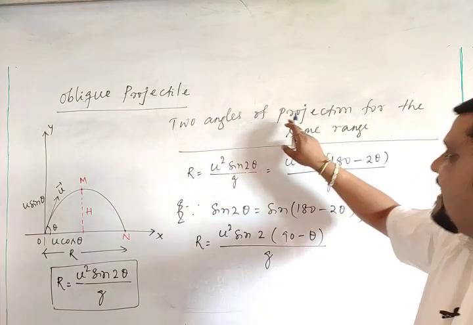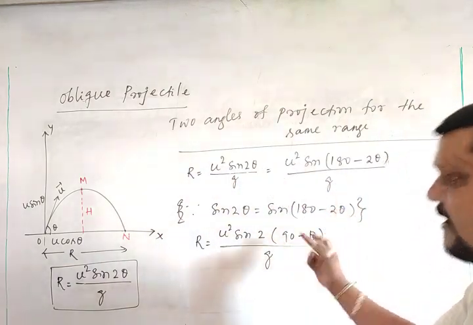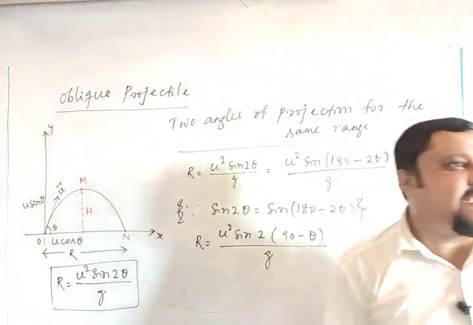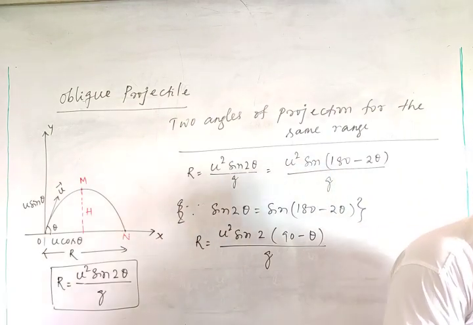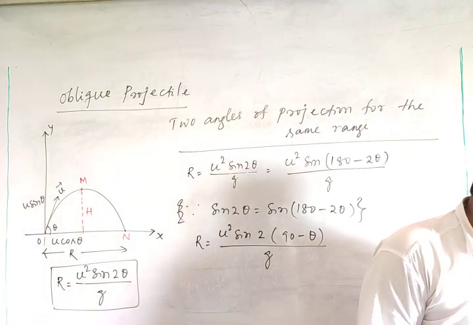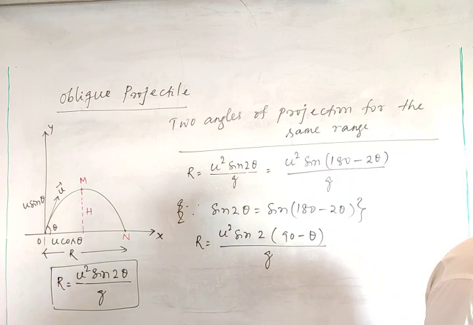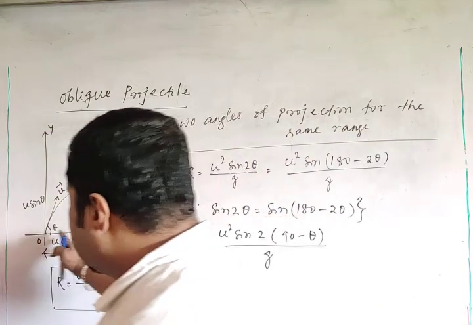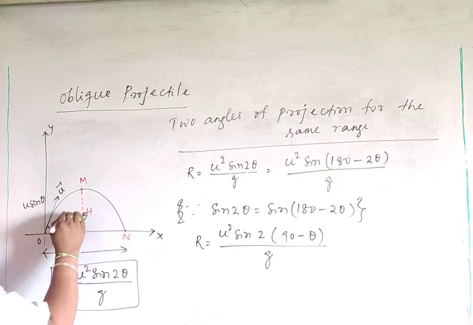Means two angles of projection for the same range: the projectile can be projected with an angle theta or 90 minus theta, and we will get the same range. Theta and 90 minus theta are called complementary angles. So there are two angles of projection for the same horizontal range, that is theta and 90 minus theta with the horizontal. The projectile will cover the same horizontal range whether it is thrown at an angle theta or 90 minus theta with the horizontal.